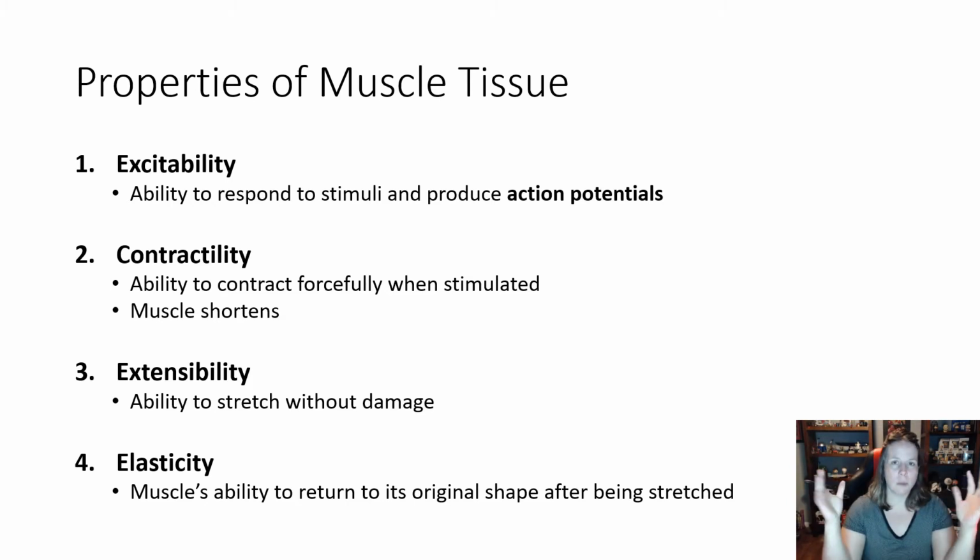Now, with the ability to contract, we need to have a couple other properties: extensibility and elasticity. Elasticity is the easiest one to talk about because we discussed this when we talked about our tissues, right? Elastic connective tissue, elastic cartilage, right? They have these elastic fibers that allow the tissue to stretch and recoil. So with your muscle, when it contracts, it recoils back to its original shape. Extensibility is the ability of the muscle to stretch without being damaged.